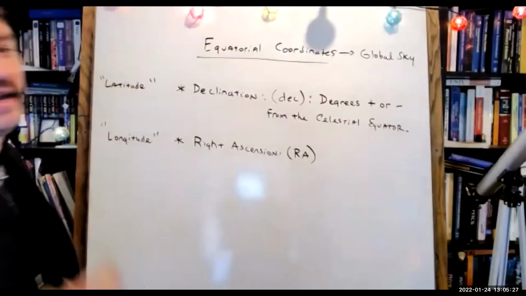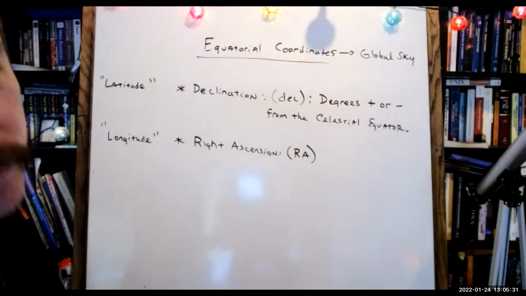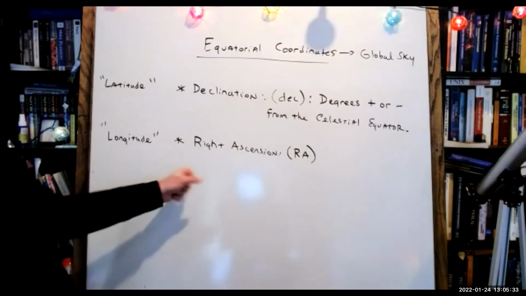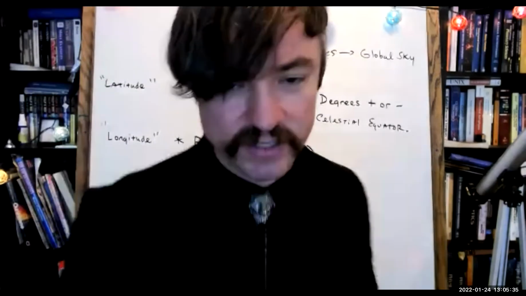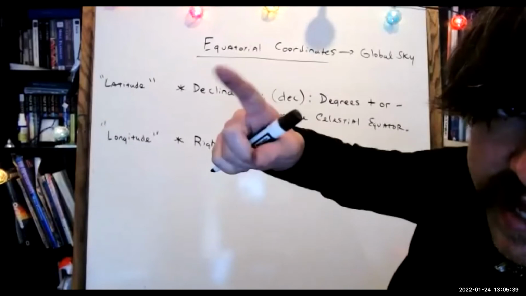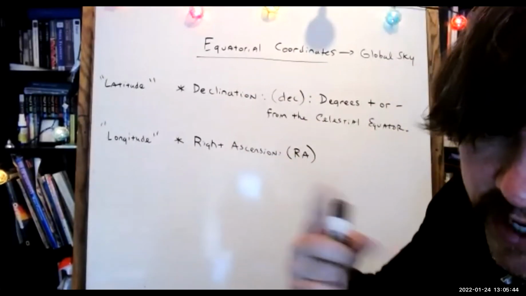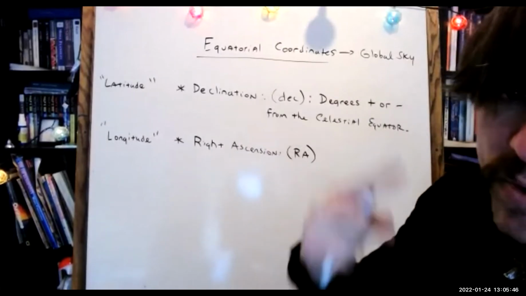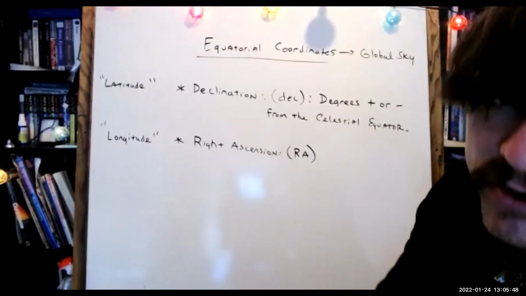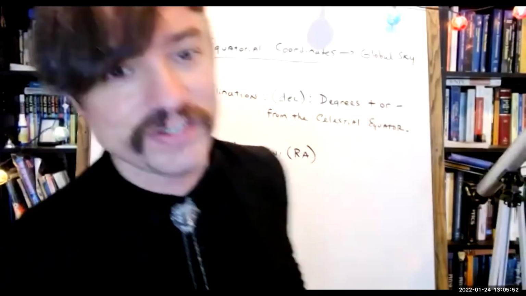That makes declination pretty much the same thing as latitude, just projected up onto the sky. Right ascension is going to be weird because, whereas we measured longitudes as degrees east or west of the prime meridian, here we're going to have two differences. One, we're only going to measure in one direction, and two, we're not going to measure in degrees. We're going to measure in hours, which is nutty.